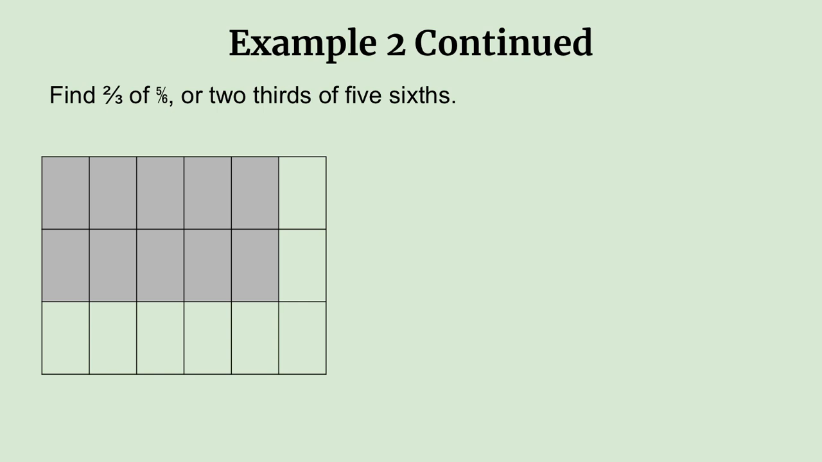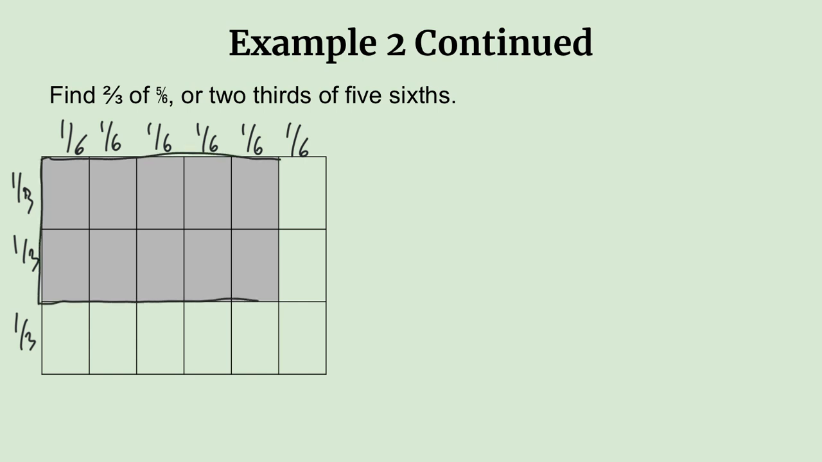Here it's broken out for us. So this top part, right? This is 1/6, 1/6, 1/6, 1/6. And this is 1/3, 1/3, 1/3. As we see, we are looking at where these two overlap, which is this box right here.